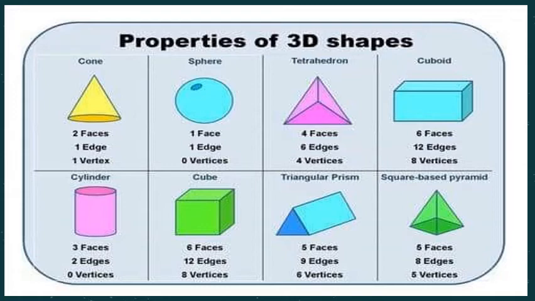So it's like the sphere. A cube has 6 faces, 12 edges, and 8 vertices, so it is the same as a cuboid. Then we have a triangular prism. It has 5 faces, 9 edges, and 6 vertices. And then our last one is a square-based pyramid. It has 5 faces, 8 edges, and 5 vertices.